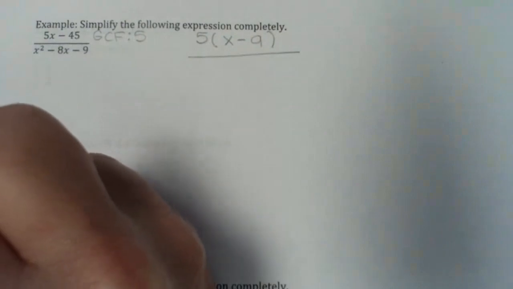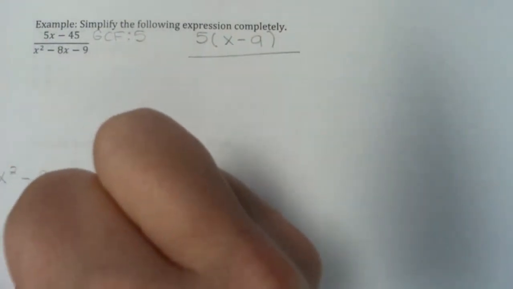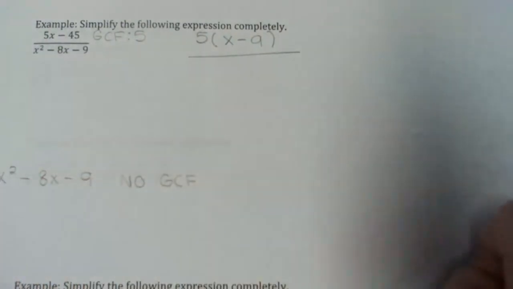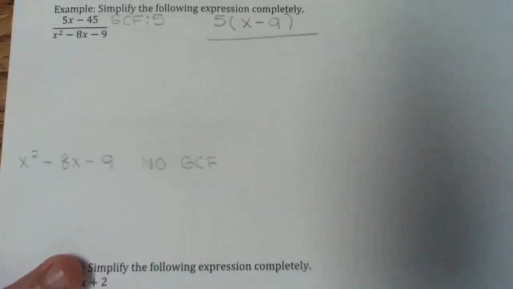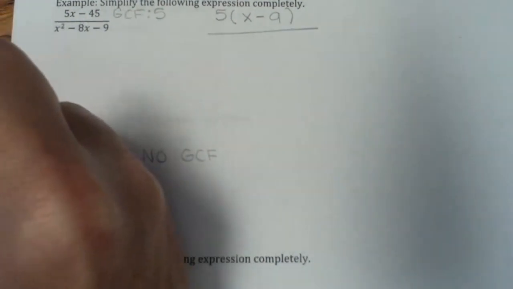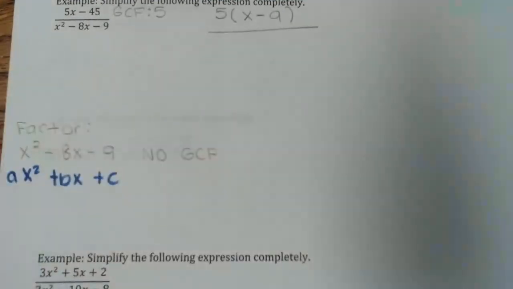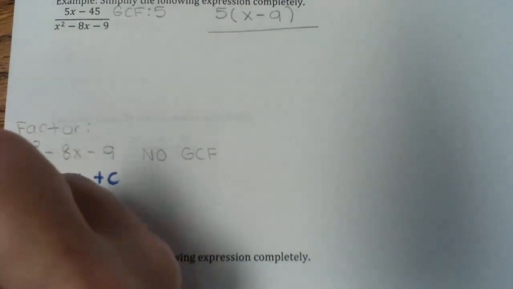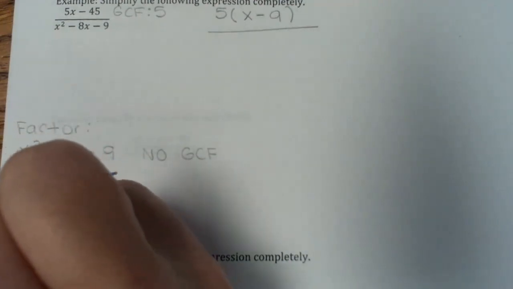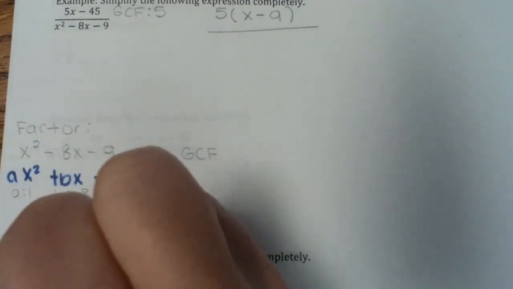So x squared minus 8x minus 9, let's come down here. There's no GCF to factor out. It is in standard form. We're going to factor this, by the way, just like we did on the last test. So it's in standard form of ax squared plus bx plus c. So a in front of x squared is positive 1, b in front of x is negative 8, c out by itself is negative 9.